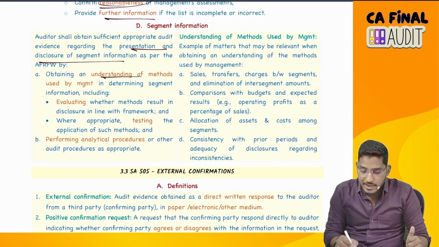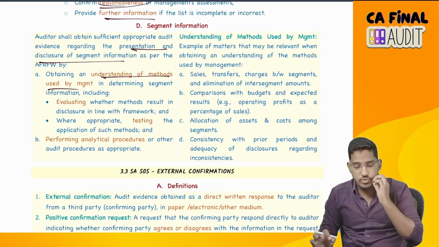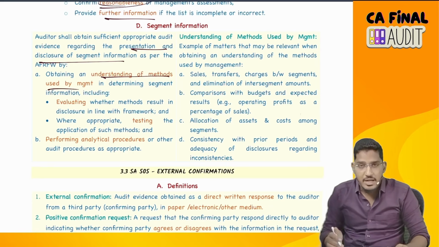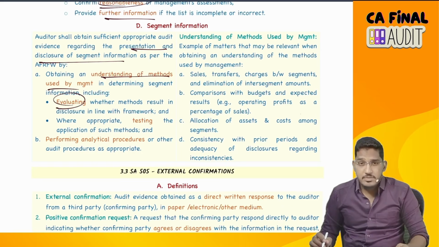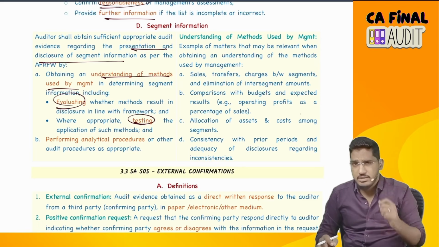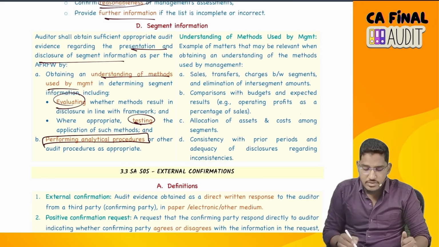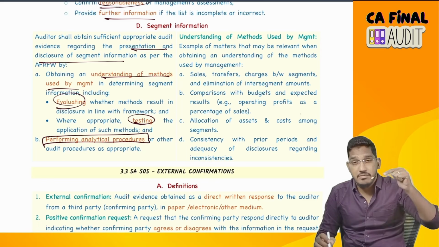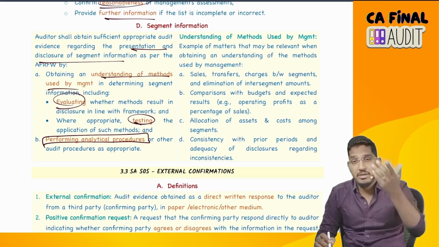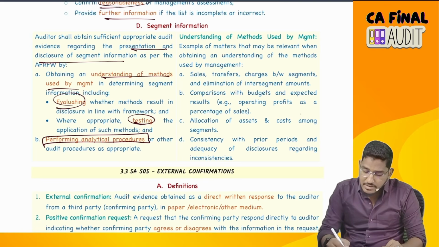How? By obtaining an understanding of the methods used by the management in determining the segment information. Then you evaluate whether the methods management has used are as per the applicable financial reporting framework, and also test those methods. And wherever suitable, you perform analytical procedures. You study the relationship, last year's segment information, current year's segment information, and compare it with a competitor. Now, sir, this standard is asking me to obtain an understanding of the methods. Which methods? What things?